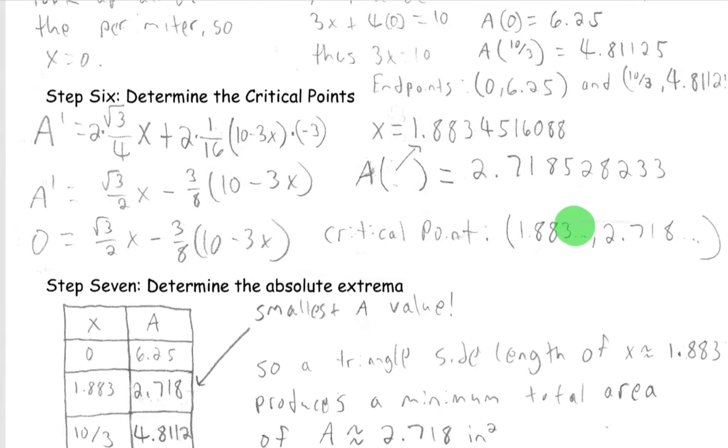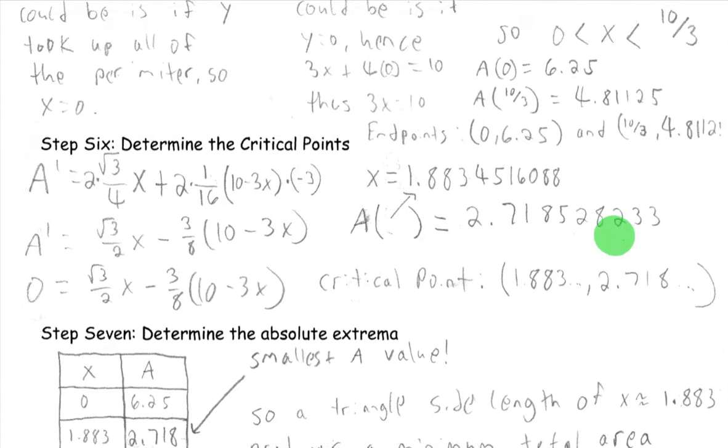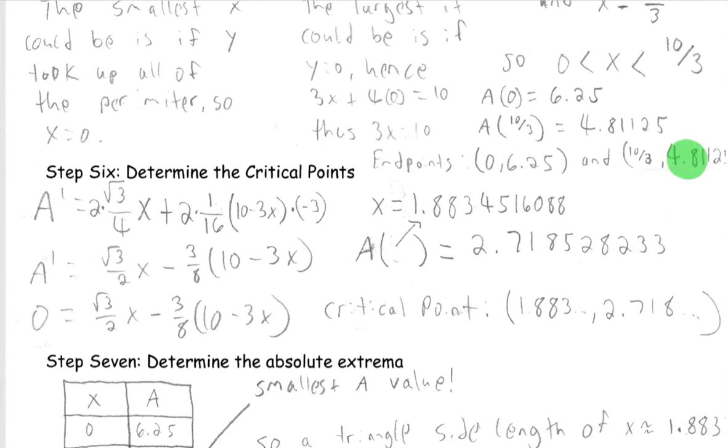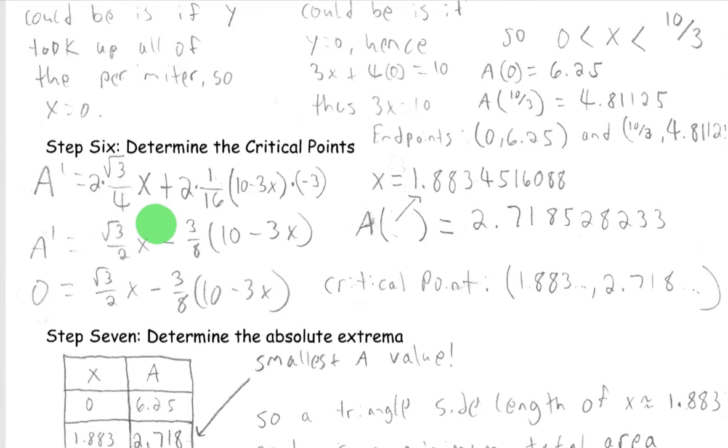have a total area, including the triangle and the square, of 2.718. It's kind of funny because that's equal to e, but anyways. Again, we can see that this is smaller than our endpoints, so this will be our optimization value. But anyways, we'll get to that in our next steps. Again, step 6 is just to determine the critical points, because at critical points, there may indeed be an absolute min or max.